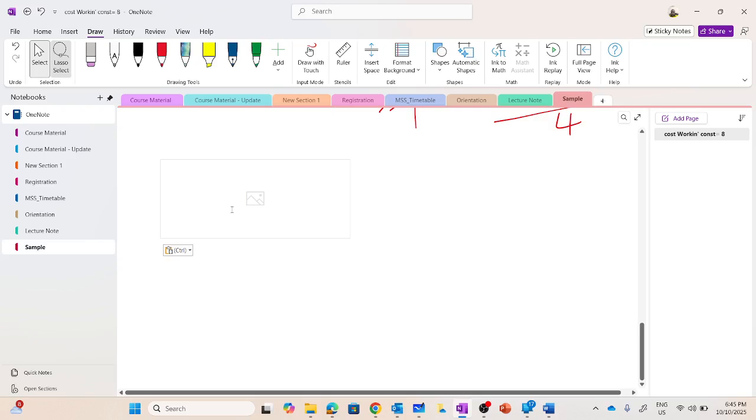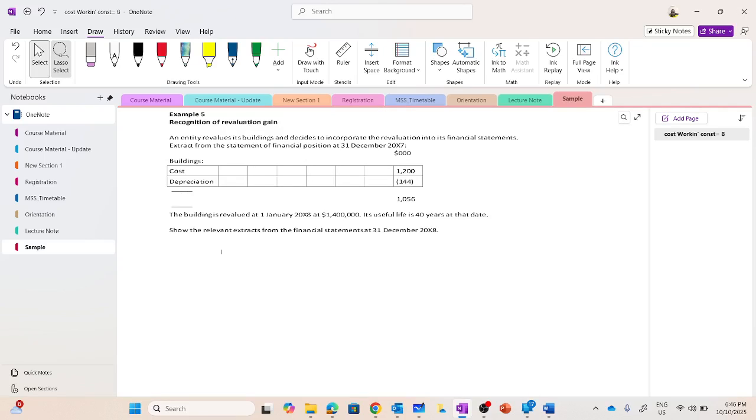Show the relevant extract from the financial statement as at 31st December 20x8. This is the requirement: you are going to prepare an extract. So let's read the question. An entity revalues its building and decides to incorporate the revaluation into the financial statements. Extract from the statement of financial position as at 31st December 20x7, at the close of the previous year. Now we have cost, which is 1,200, depreciation, which is 144, and we have the carrying value of 1,056.